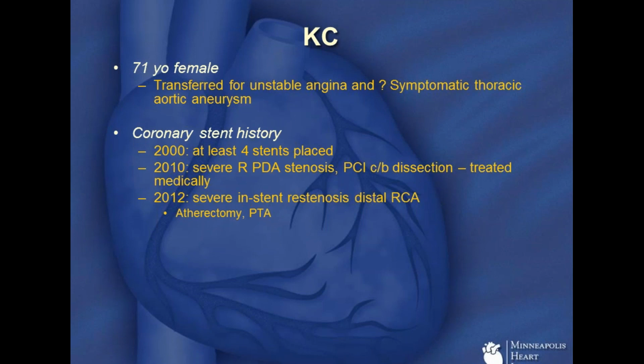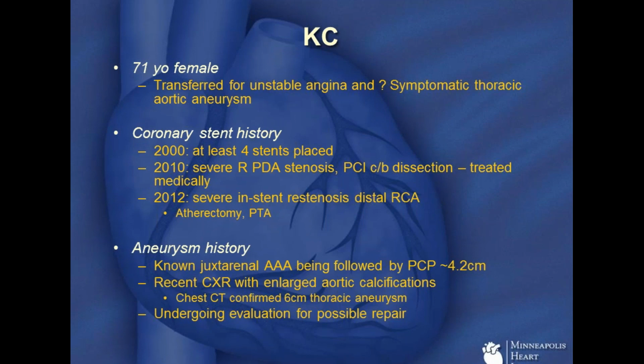Then in 2012, again, severe stenosis, atherectomy, and PTA, and they noted that there was an abrupt recurrence after the atherectomy, which really signified her ability to create neointimal hyperplasia and very likely problems going forward.